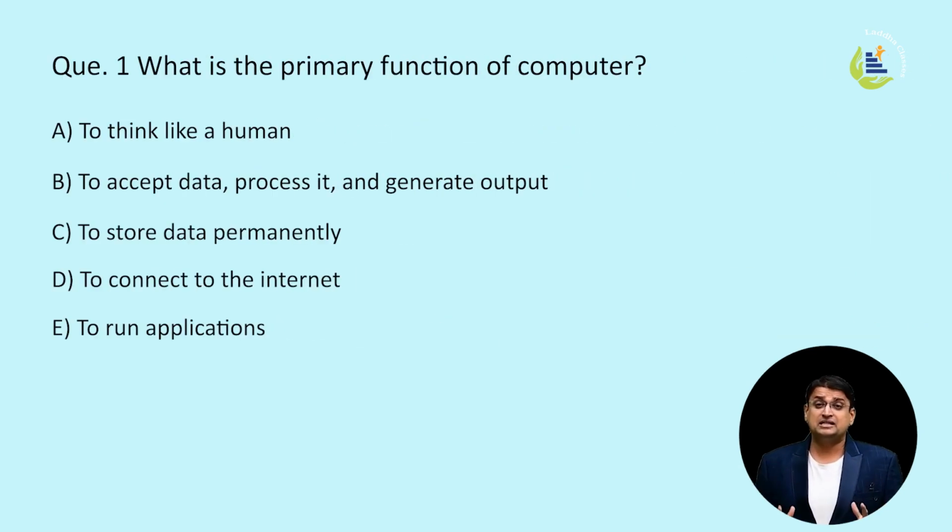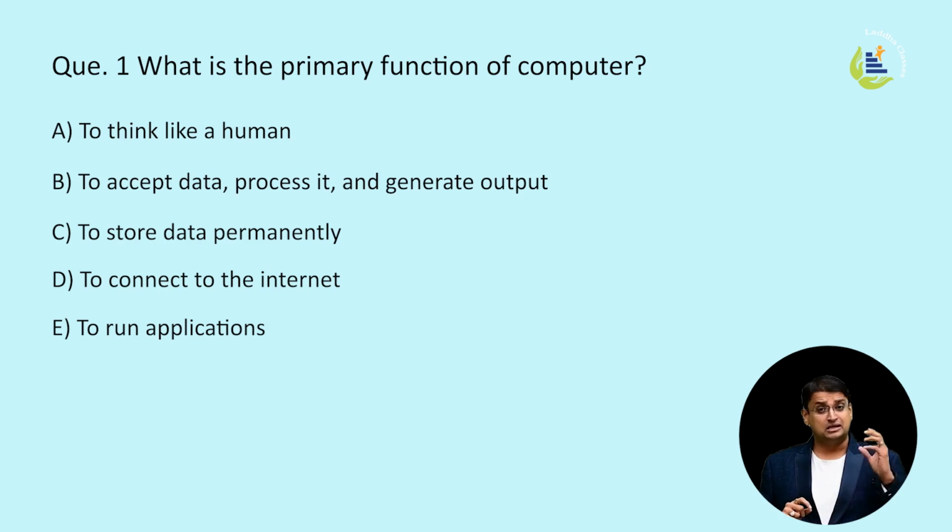Let's practice some questions of organization of computer. Question 1. What is the primary function of a computer? Options are to think like a human, to accept data, process it, and generate output, to store data permanently, to connect to the internet, to run applications.